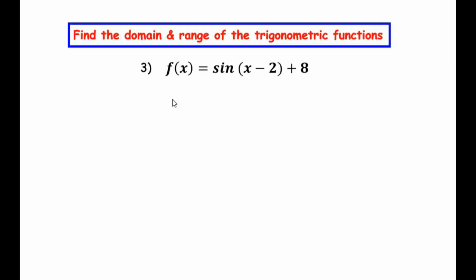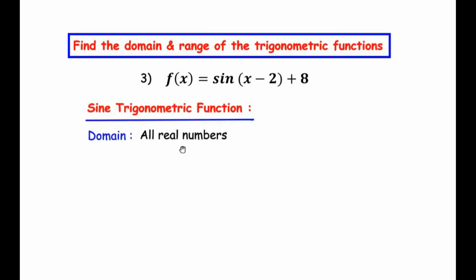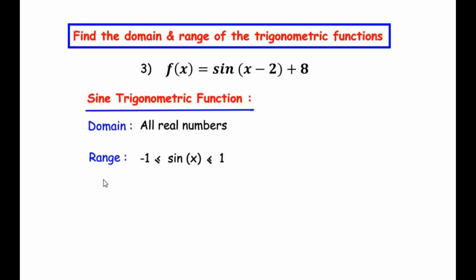Now the last question is on sine trigonometric function. So let us begin by writing its domain first. So the domain is given as all real numbers. So let us now find out what is the range of the given function. Now for the range, I have used the third type of representation, that is minus 1 is less than or equal to sine x is less than or equal to 1.